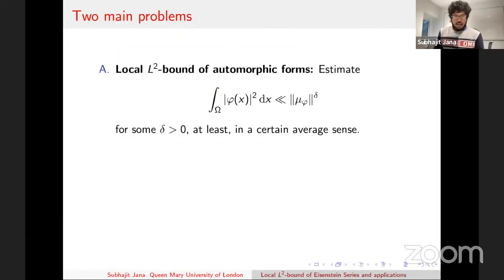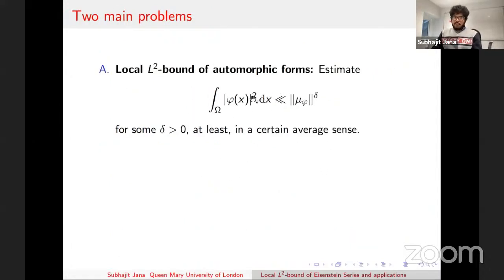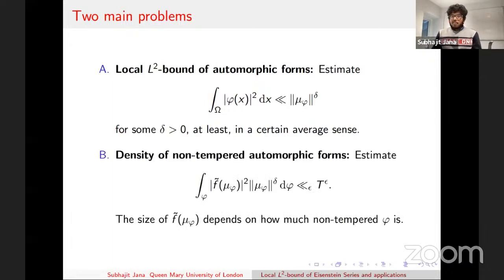maybe first let me tell you the main two things that one would need to understand to estimate this spectral sum. The first thing is to understand the inner integral. That's what we call the local L2 norm of an automorphic form. So we have to understand how the L2 norm of phi over omega grows as the Langlands parameter mu phi goes to infinity. We probably expect that this is polynomially bounded in terms of the Langlands parameter of phi. And the second problem is what we call the density of non-tempered automorphic forms.